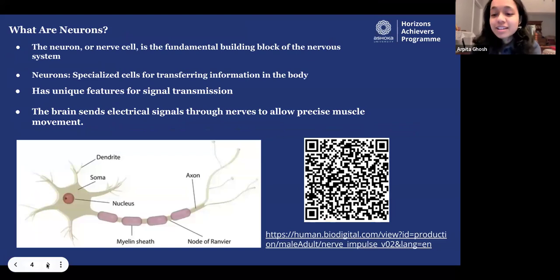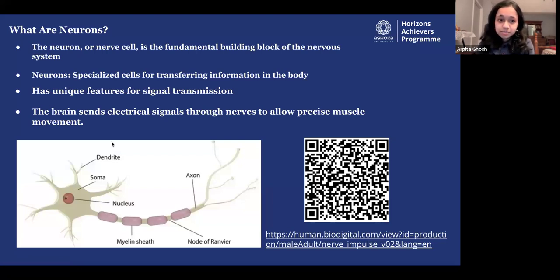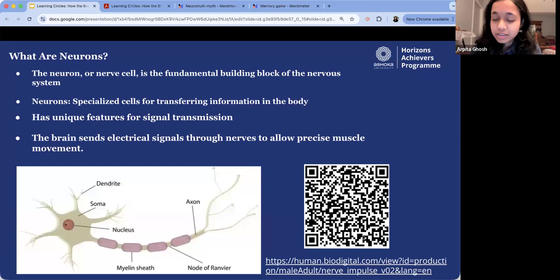So we'll start with the building block of the nervous system. The nervous system is basically built by these cells called neurons or nerve cells. These are specialized cells in our body that are involved in transferring information from one part of the body to another. These cells are uniquely structured so that they can do their function, and the brain sends electrical signals and various messages from one part of the body to another with these cells, which are structured like this. So we'll have a look at this link, which will give us a glimpse of how a neuron looks in an interactive model.